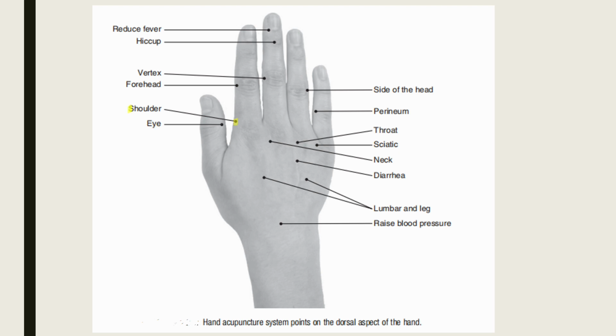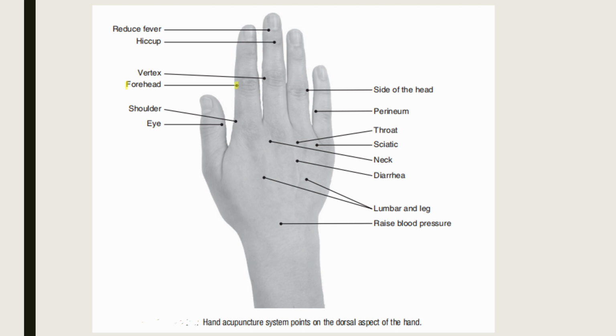The shoulder. Location at the border of the light and dark skin on the radial side of the index finger at the metacarpophalangeal joint. Indications: shoulder disorders such as pain and periarthritis.